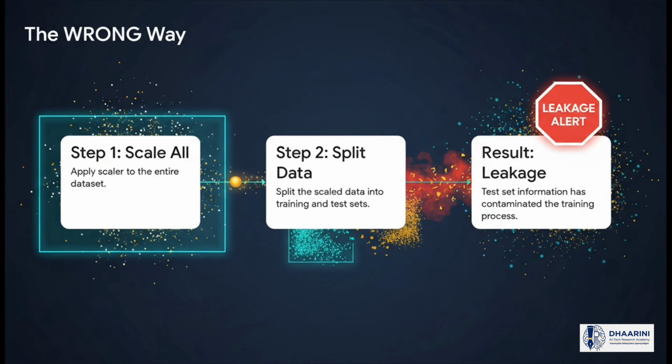So what does this look like? This slide shows you exactly what not to do. The mistake is applying your scaler to the entire dataset before you split it into training and testing sets. The second you do that, you've calculated things like the mean or the min and max using data points that are supposed to be kept secret in your test set. And that's it. Game over, the damage is done. Your training process has been contaminated.